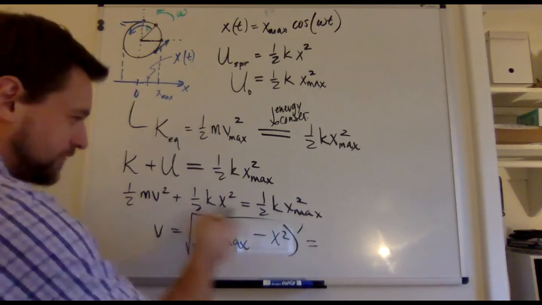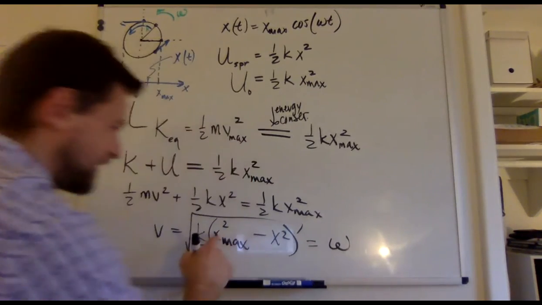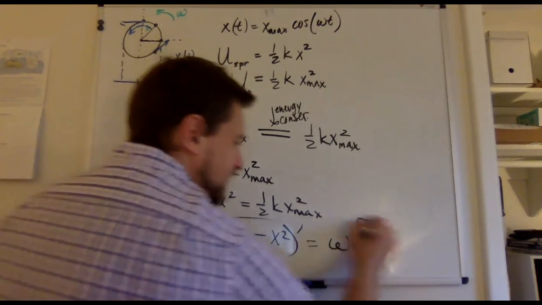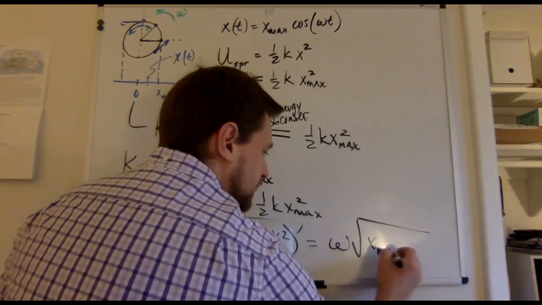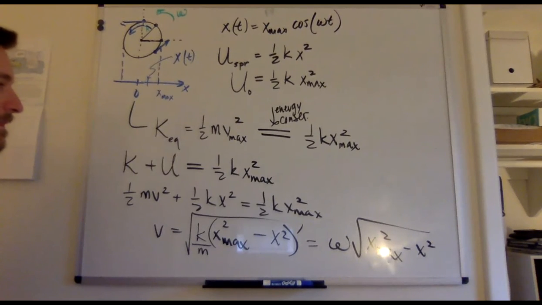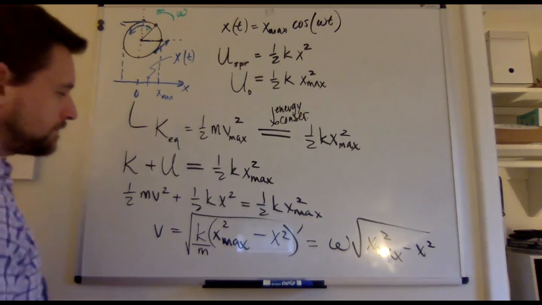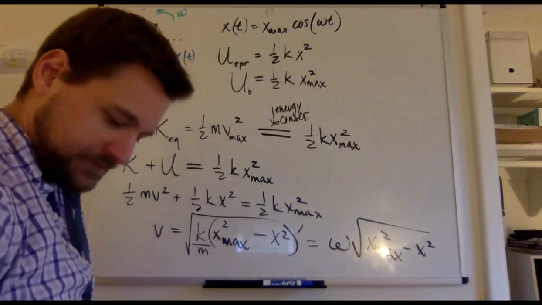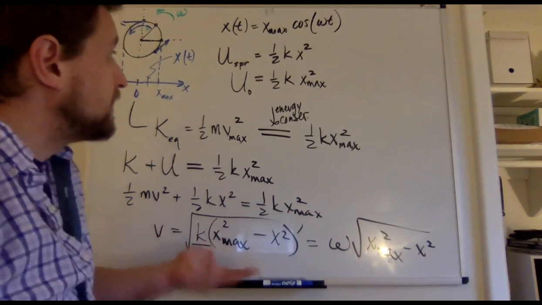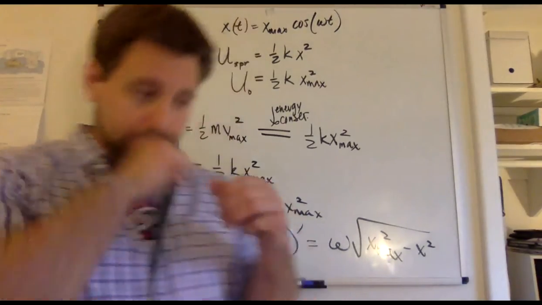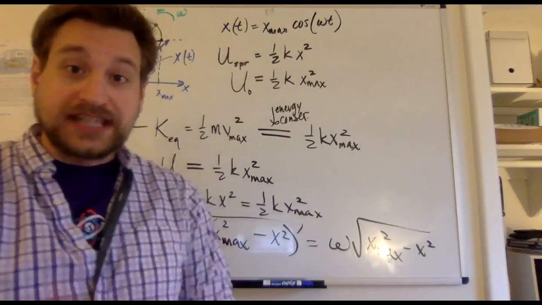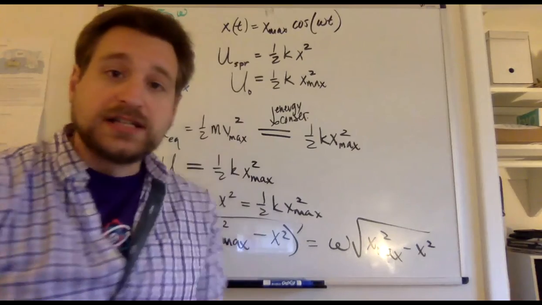Root k over m, that's omega. And if we factor out the x max squared, we're back. This is the same formula we had a second ago. Omega times the square root of x max squared minus x squared. Well, and we took a square root, so I guess there's a plus or minus, exactly like we had when we were talking about position, velocity, acceleration in terms of the calculus. The energy gets us the same results.